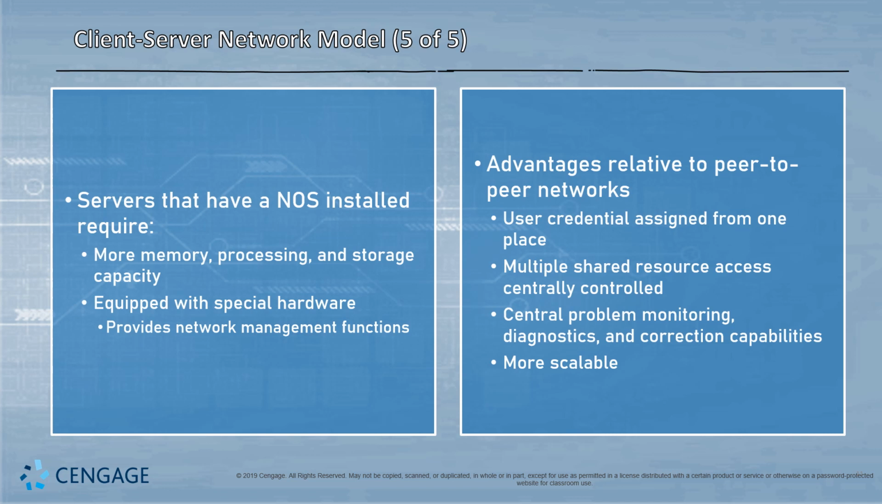So relative to a peer-to-peer network, we have credentials that are kept in one place. And one of the biggest advantages of that is that if a credential has to be modified, we do not have to change it in more than one place. It saves us from having errors or redundancy checks that fail. Multiple shared resource access is then centrally controlled, so that if we have resources that are available for a number of different user classes or can be accessed simultaneously, we can control what's called the atomicity, or the order in which saves or modifications are applied. This is really big, of course, for databases. We can also centralize how we monitor problems, we can run diagnostics, and we can correct any errors found from those diagnostics. And it is much more scalable.